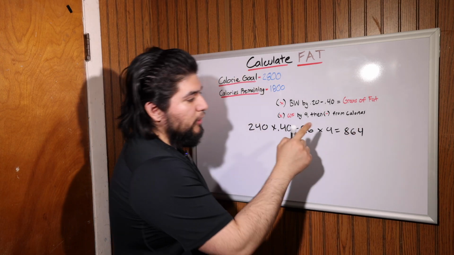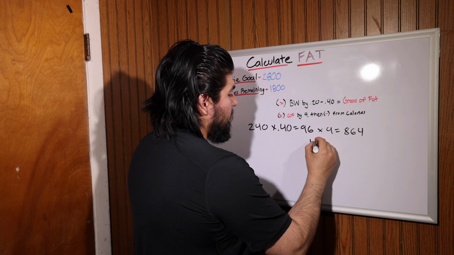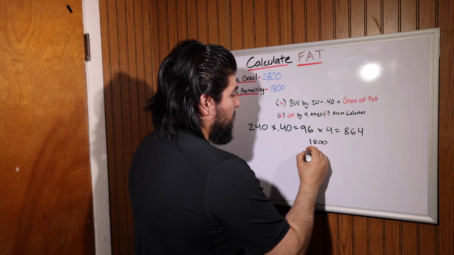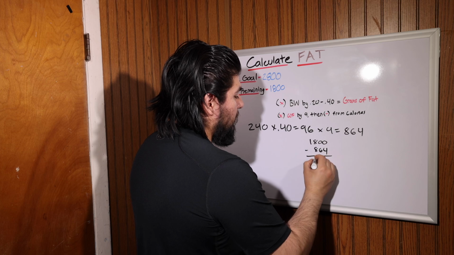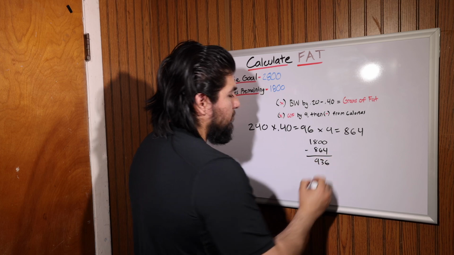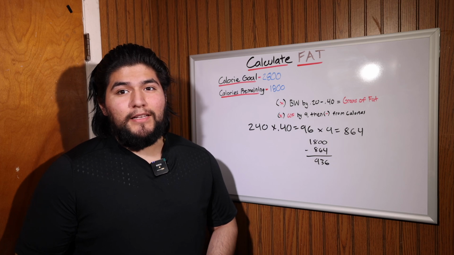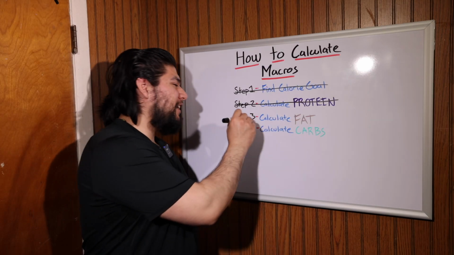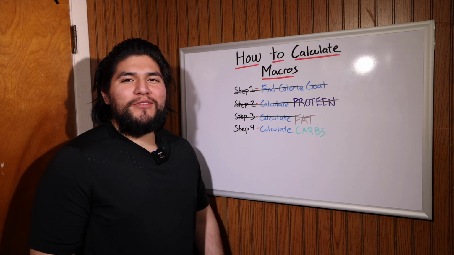864. Now we're going to subtract that number from our calories remaining after protein. So 1,800 minus 864 is going to give us 936. That easy, guys. Step 3, calculating your fat, complete. Time to calculate carbs.